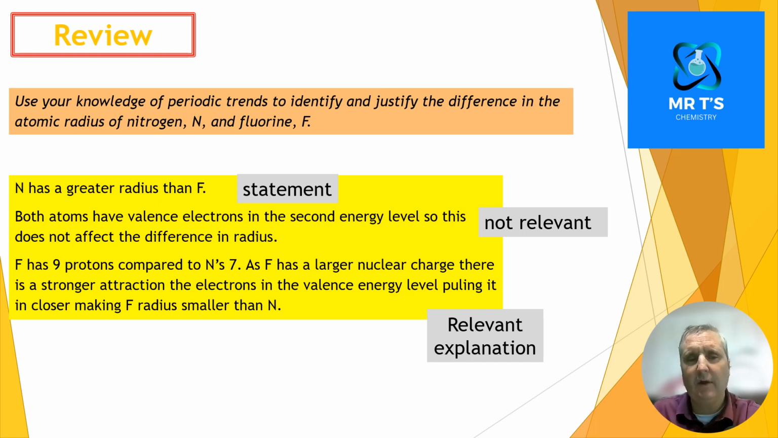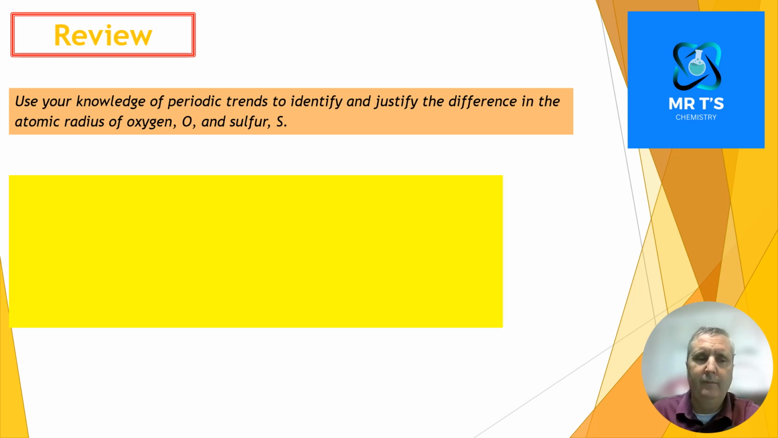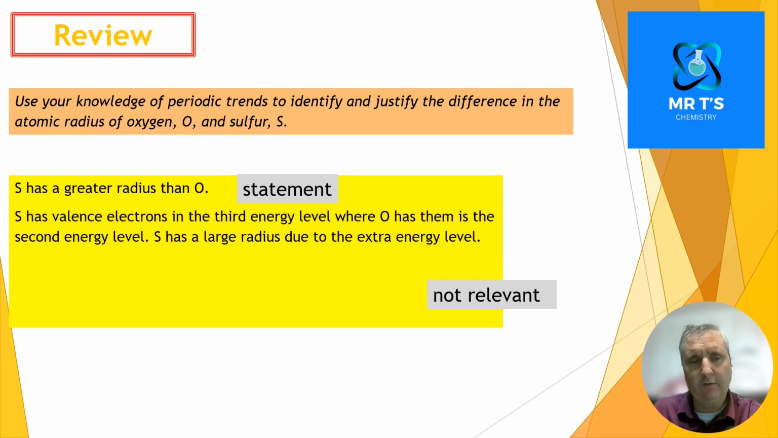Let's have a look at another example. This was across a period, now down a group. We want to use our knowledge to explain the difference in atomic radius of oxygen and sulfur. The first thing: sulfur has a greater atomic radius than oxygen. That's because as we go down a group, the atomic radius increases. Now the reason for it: sulfur has valence electrons in the third energy level, where oxygen has them in the second energy level. Therefore, sulfur has a larger radius due to having an extra energy level. So it's quite a clear statement here.